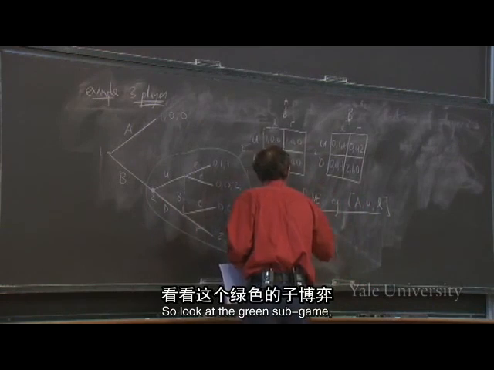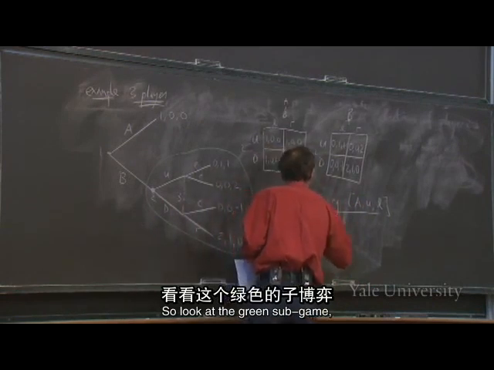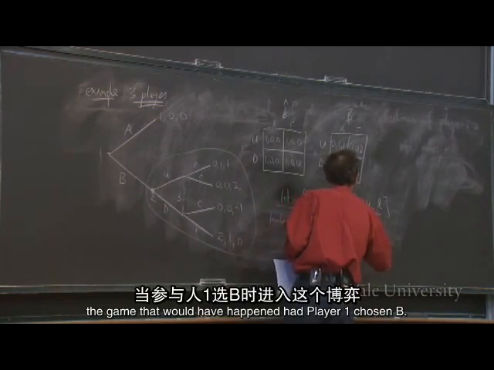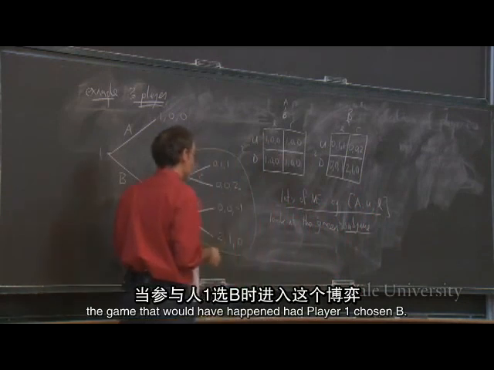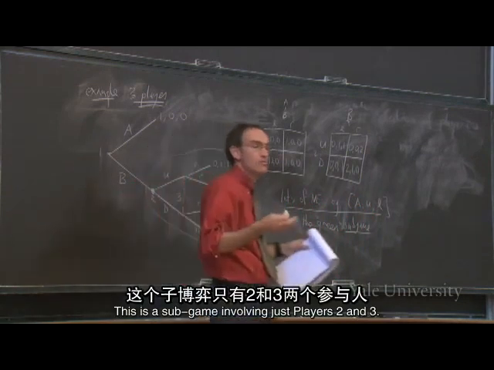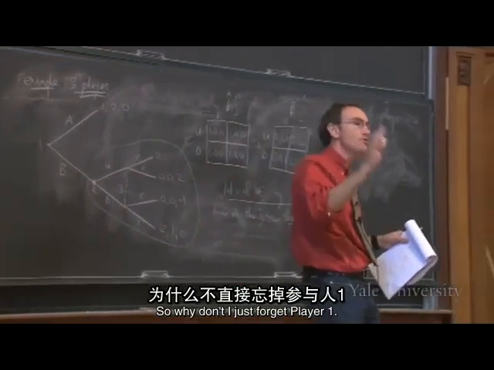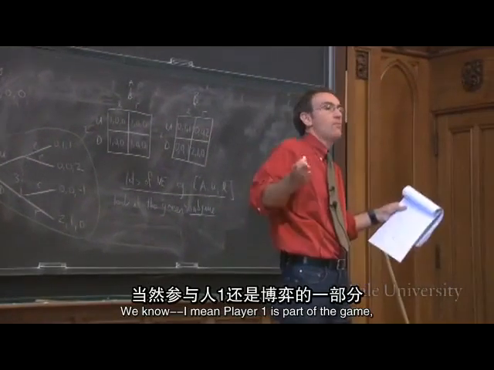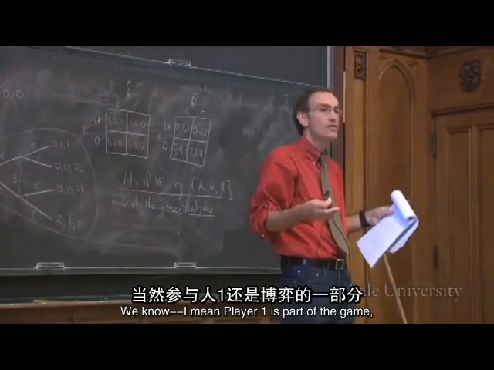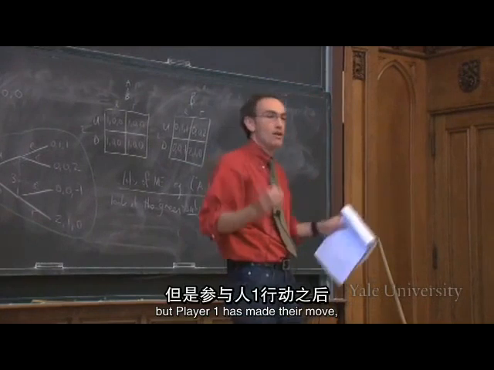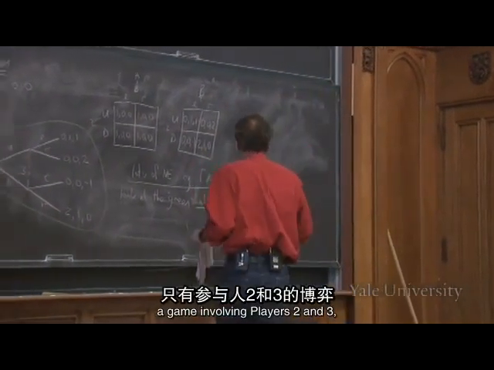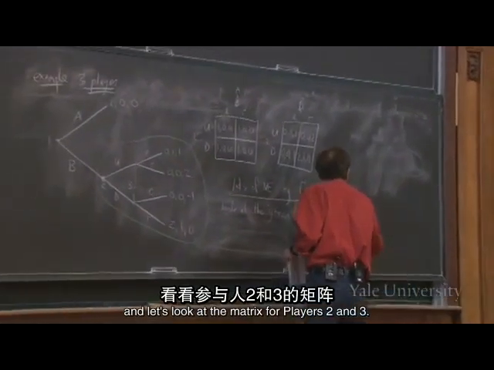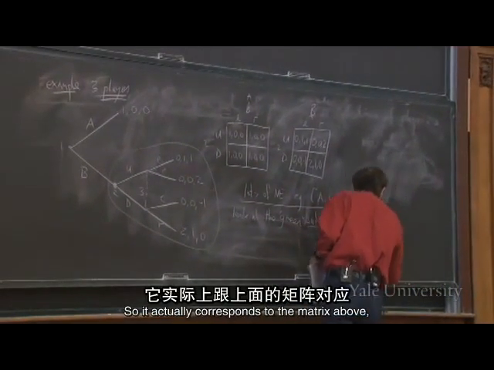So look at the green sub-game. The game that would have happened had player 1 chosen B. This is a sub-game involving just players 2 and 3, so why don't I just forget player 1? All right, player 1 is part of the game, he's getting payoffs, but player 1 has made their move, they're not really involved anymore. So let's just look at this game as a game involving players 2 and 3, and let's look at the matrix for players 2 and 3.